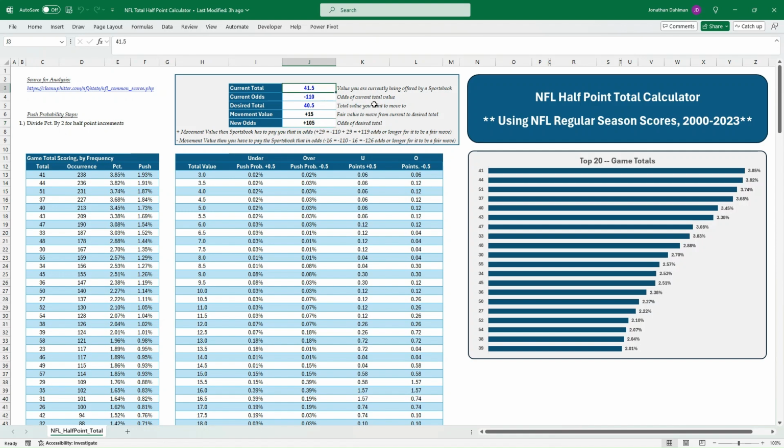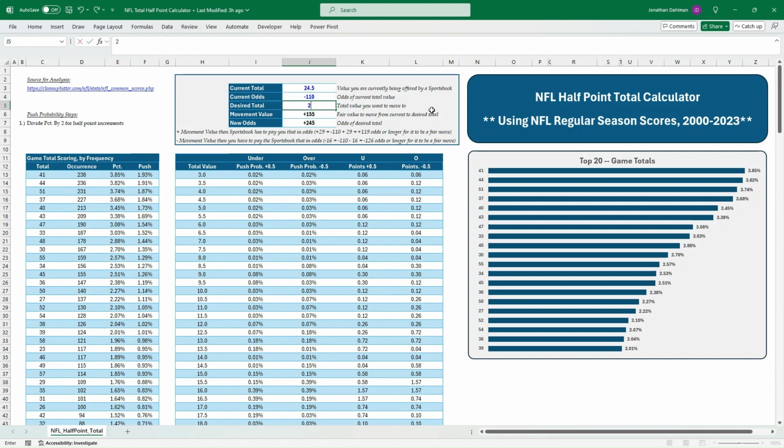And we can do the reverse of that. Let's say we're currently being offered 40.5 and we want to move up to 41.5. You can see that's worth 11 points, and the new odds for that would be plus 101. We can move this around.